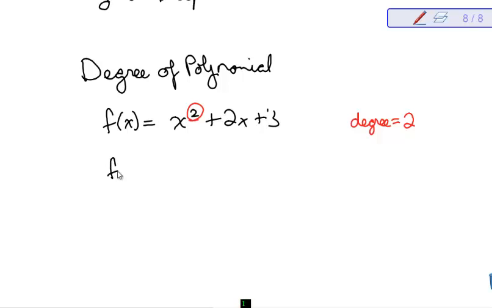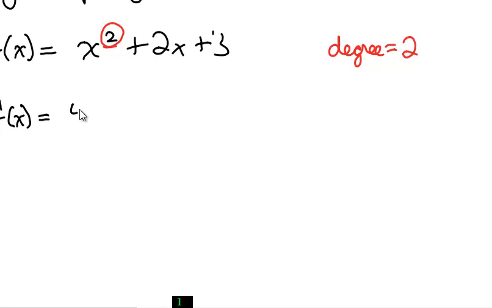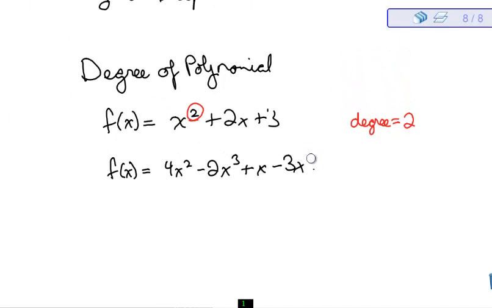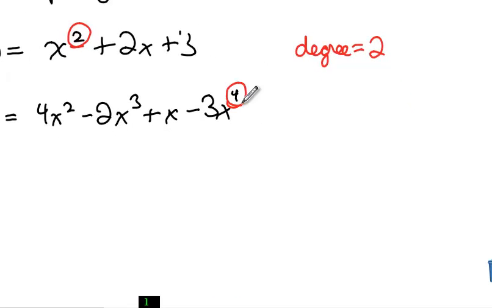So if I have f of x equals 4x squared minus 2x to the third plus x minus 3x to the fourth, the degree of my polynomial is actually a fourth degree. It's not necessarily what is the first exponent I see, it's the largest exponent I see. So my degree for this polynomial is 4.